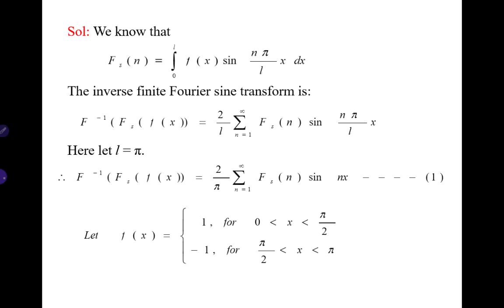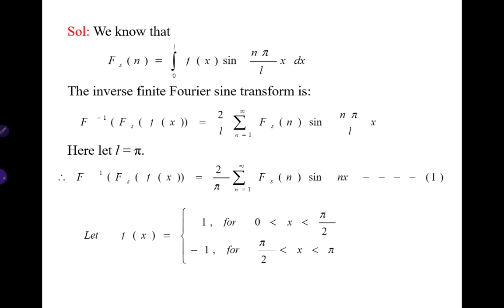We know that the Fourier sine transform of f(x) is given by Fs(n) = integral from 0 to L of f(x) sin(nπx/L) dx. And the inverse Fourier sine transform is F inverse of Fs of f(x) = (2/L) times sigma n = 1 to infinity Fs(n) sin(nπx/L).